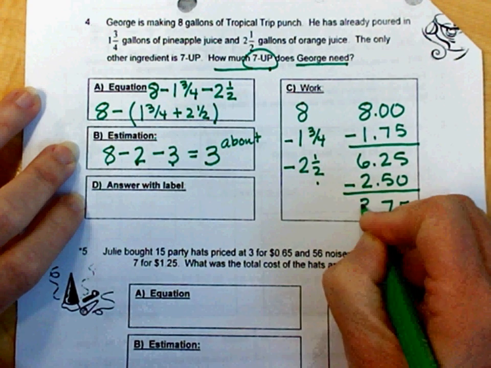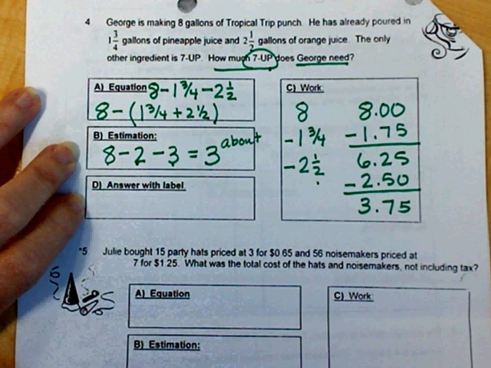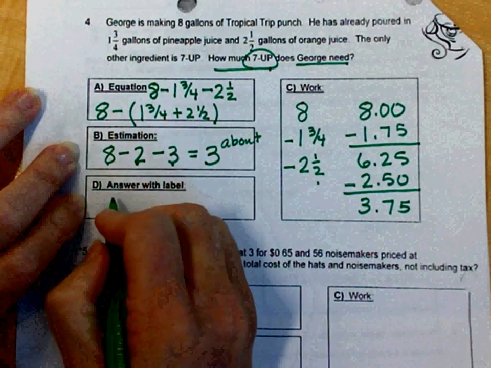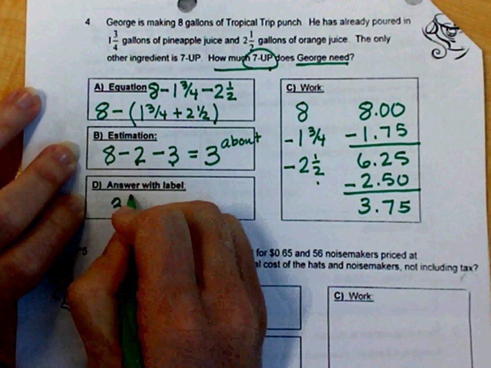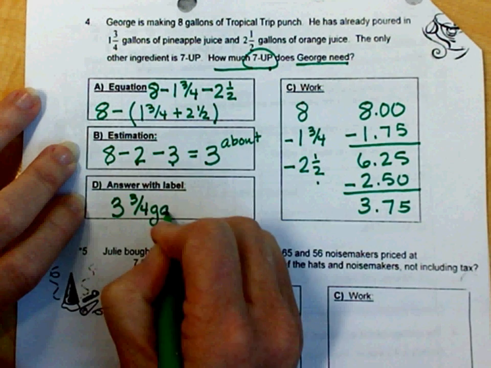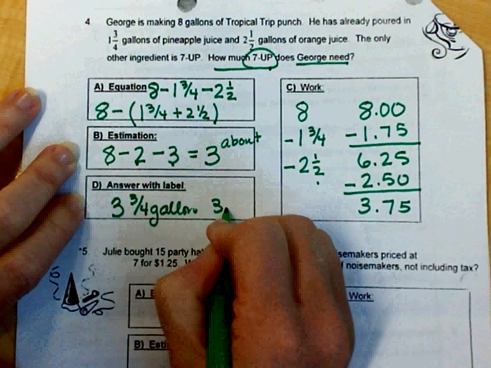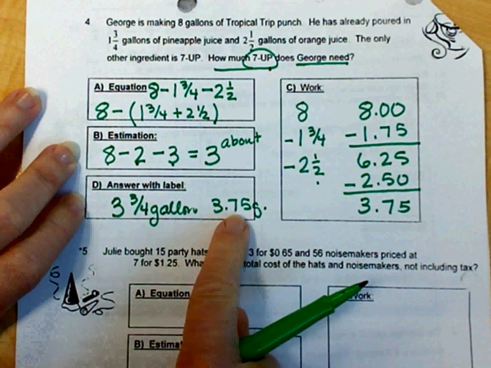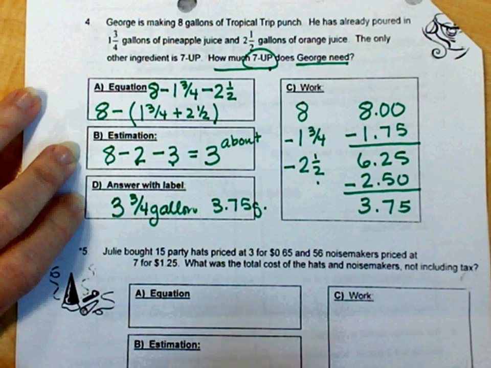and get an answer of 3.75. Now, answering the question, how much 7-Up? Is that reasonable that I have 3 and 3/4 gallons, or 3.75 gallons? I can either write it as a fraction or write it as a decimal, and that would be reasonable because it's my about number.